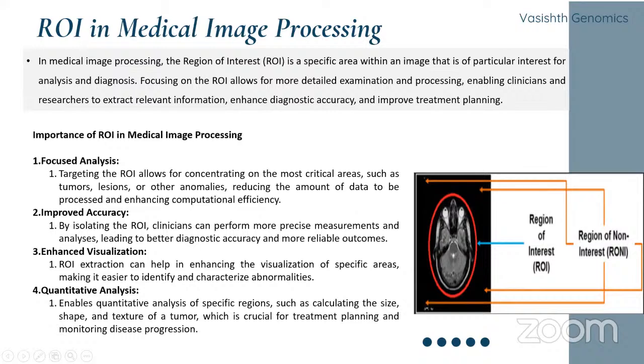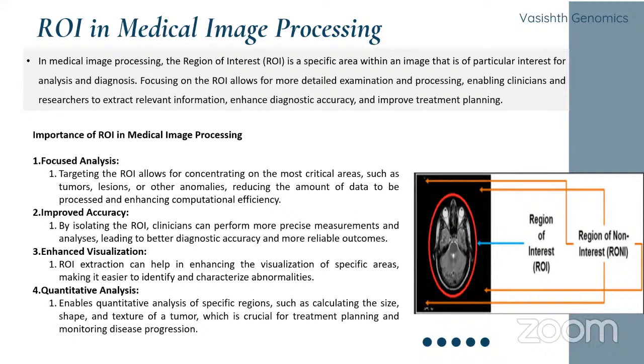So you can save your processing, like computational speed and other features. So you can pinpoint this, you can enhance only this particular region, and you can do your work. So that is why ROI becomes very important.